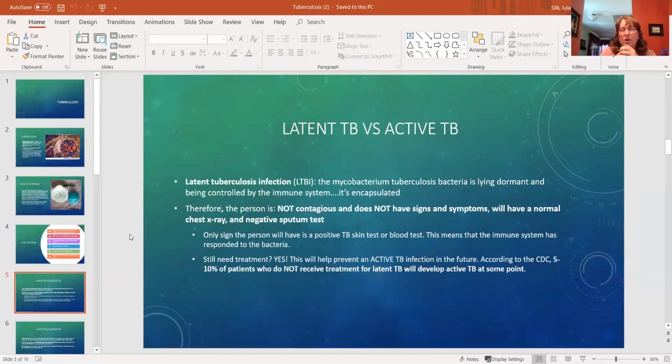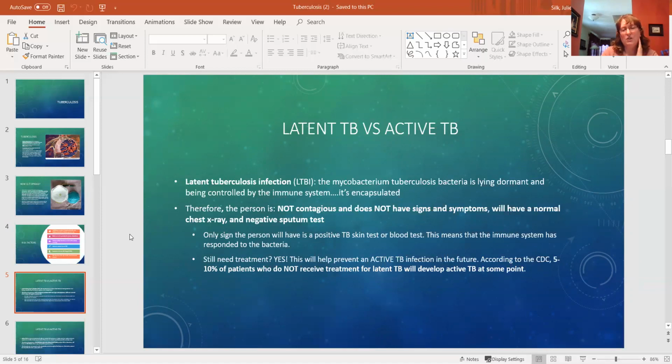Okay, so there are two different versions of TB. There is latent TB and active TB. Latent means that this person has TB, they've been exposed to it, so it's in their body, but they don't currently have active signs and symptoms. So what happens is this bacteria gets into your system and it just lays dormant for years and years sometimes. So this person, if you did testing on them, it may show that they've been exposed, but it doesn't show that they have active symptoms.